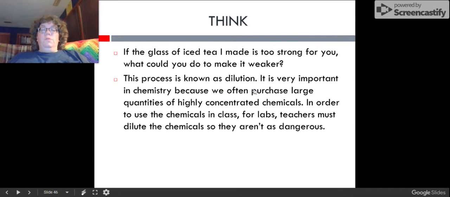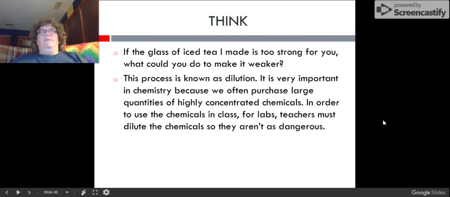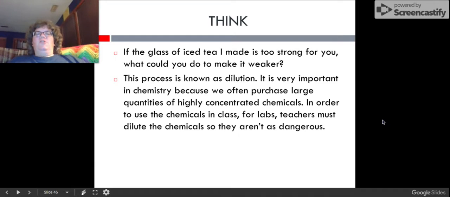Super important in chemistry, especially in the industry. Often, chemists will buy large quantities of highly concentrated chemicals. Like I might buy acid in a very concentrated form, but we don't want to use it that concentrated because it's dangerous. So I will mix it with water and dilute it before we actually use it in class to make it safer. But it's a lot easier to buy the real concentrated stuff and dilute it down.